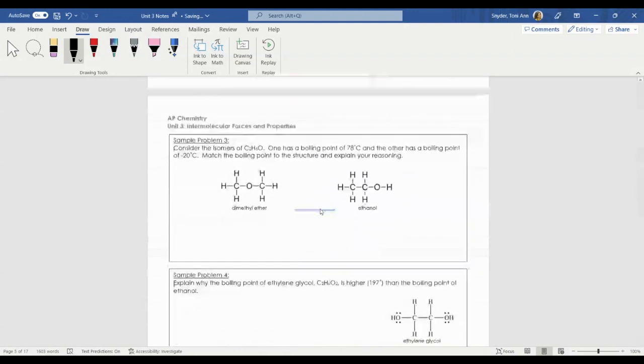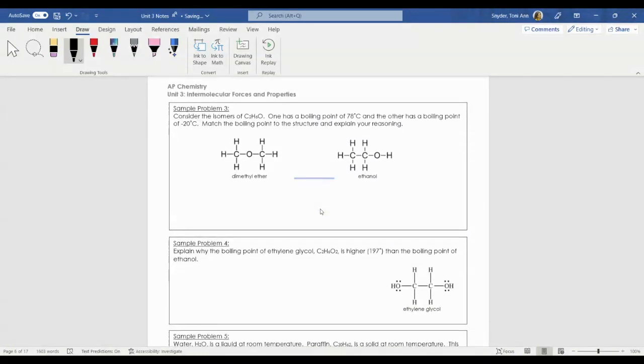Rather than talk more about this, because I know you've seen this in AP Bio, and I know you've seen it in Chem 2, I'm not going to stress too much on reviewing this, but let's just do some sample problems together. So consider the isomers of C2H6O. Isomers have the same formula, but they have different structures. So both of these, dimethyl ether and ethanol, have the formula of C2H6O, but they have different connectivity.